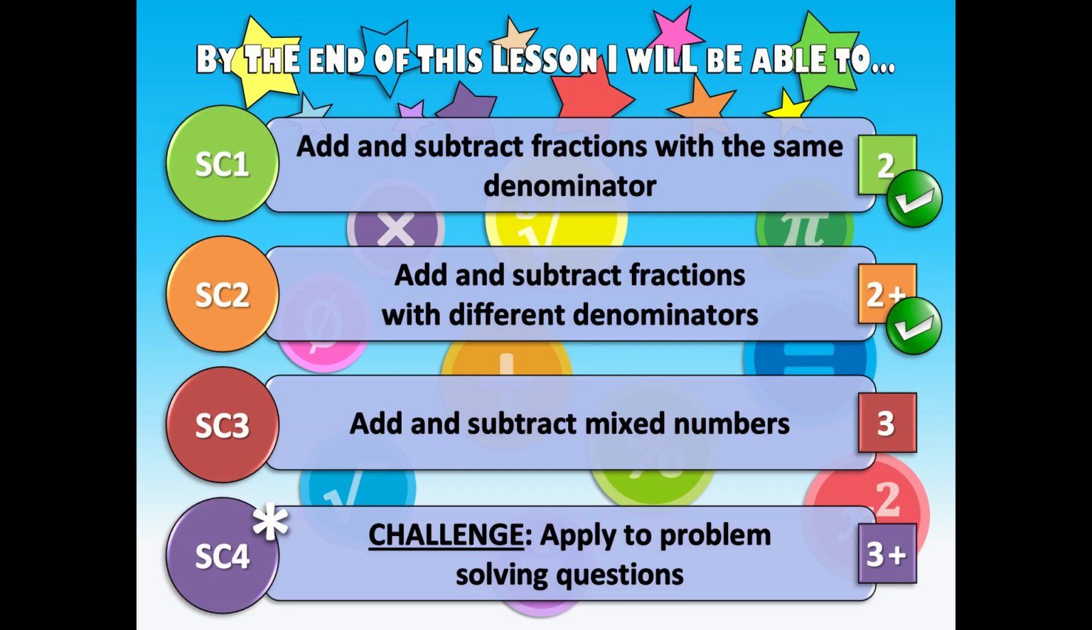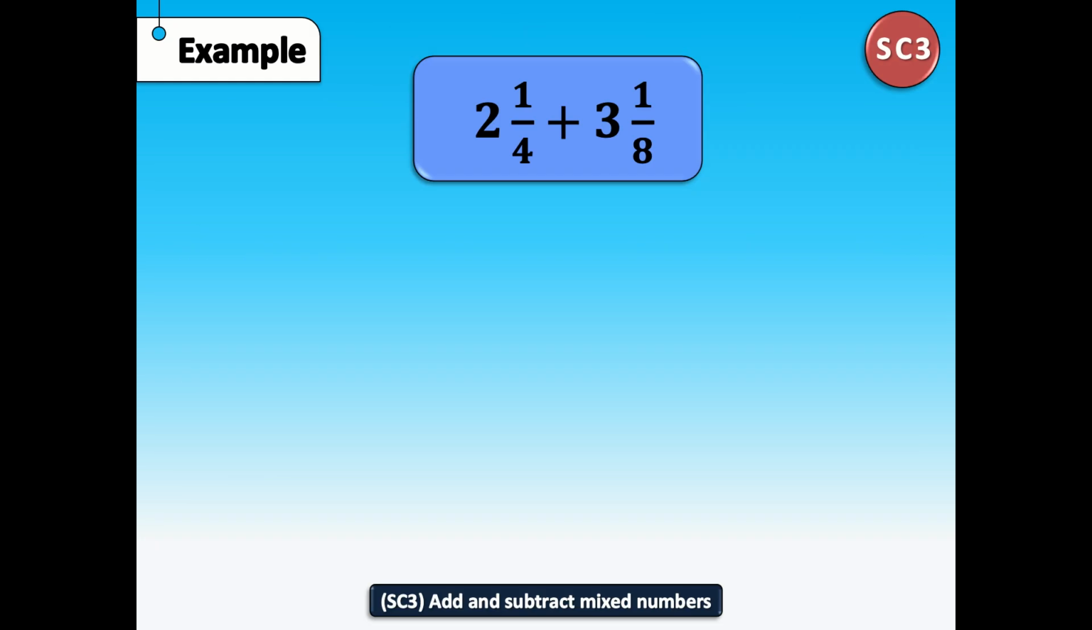And now we've completed success criteria 2. So now we're going to move on to success criteria 3, and this is to add and subtract mixed numbers. So we want to add together 2 1/4 plus 3 1/8.